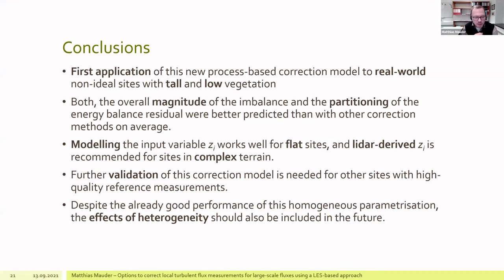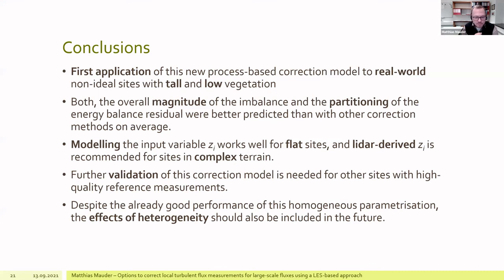Nevertheless, and I invite you all to do this, further validation of this new correction model is needed for other sites everywhere, ideally. We also want to do this for the GSET data. This hasn't been done yet, but my PhD student, Louise Ivana, is currently in Wisconsin and doing this together with colleagues of Ankur Desai's lab.